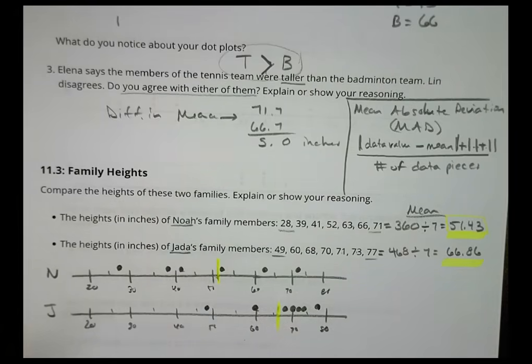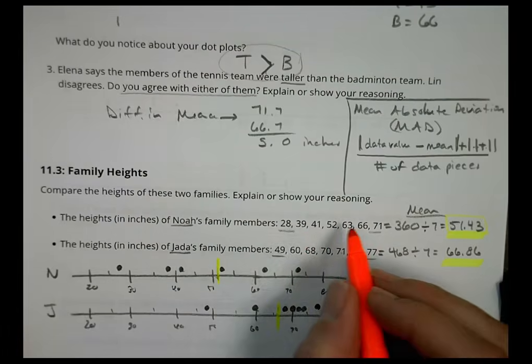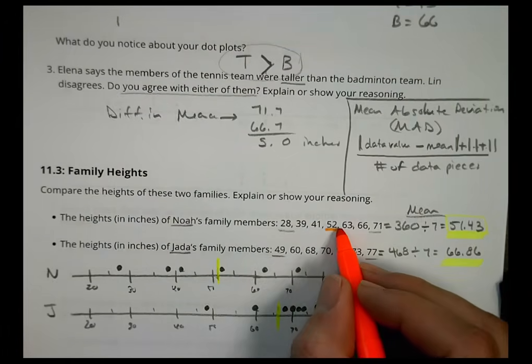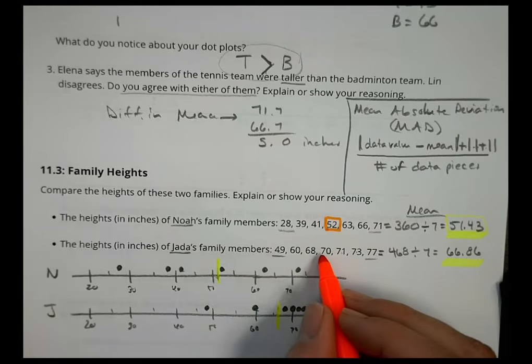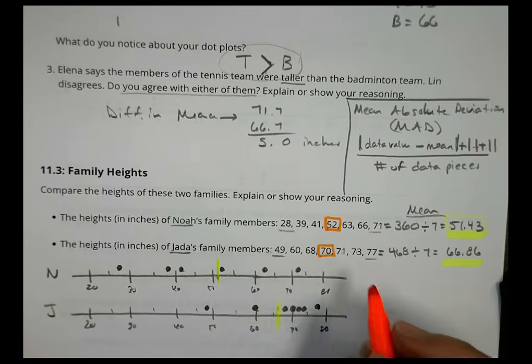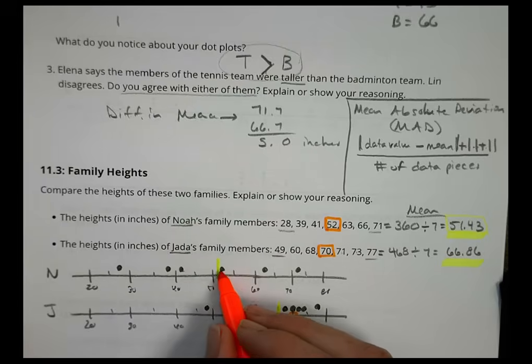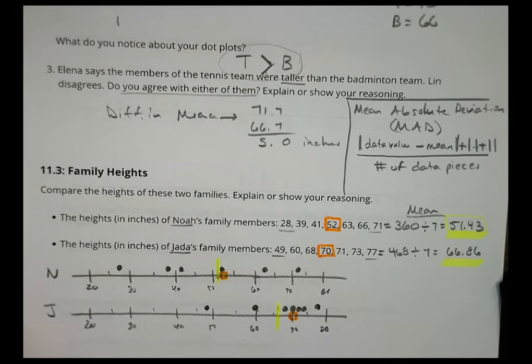Okay, if you look at your median, just for fun, because there's 7, we'll count 3 and find the fourth one. So the median value for this one is 70, and this one is 52. Those are the median values, which are still showing that Jada's family is much taller than Noah's family right there.